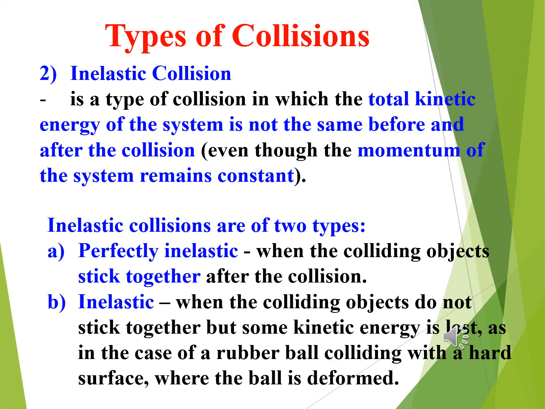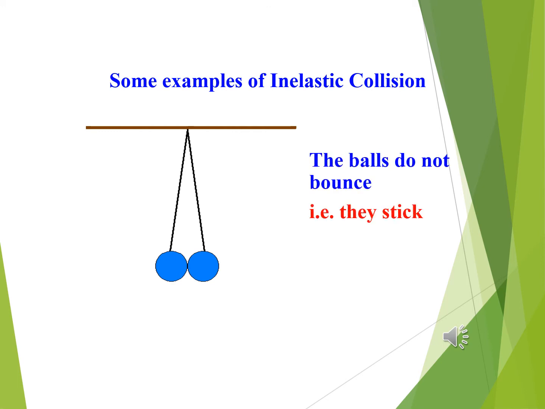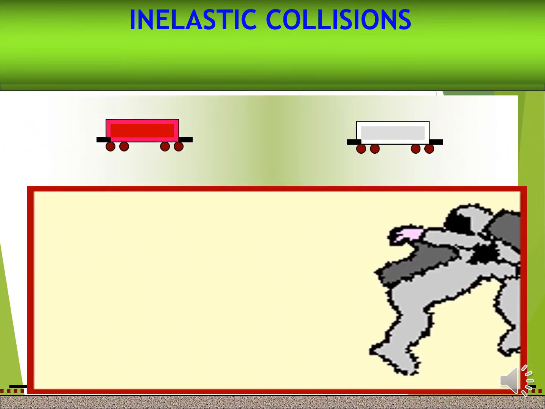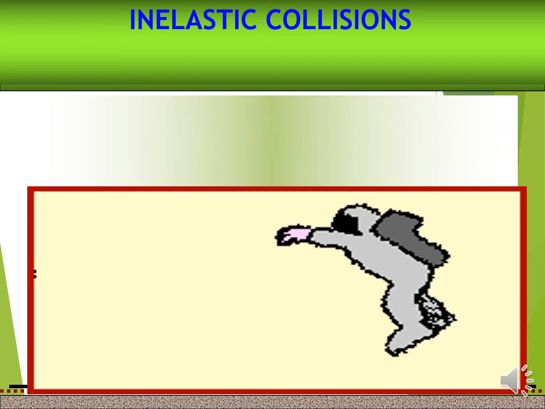The second type is inelastic, when the colliding objects do not stick together but some kinetic energy is lost, as in the case of a rubber ball colliding with a hard surface where the ball is deformed. Some examples of inelastic collision. In this collision, the balls do not bounce, they stick together. Other examples of inelastic collisions, here the objects stick together after the collision.